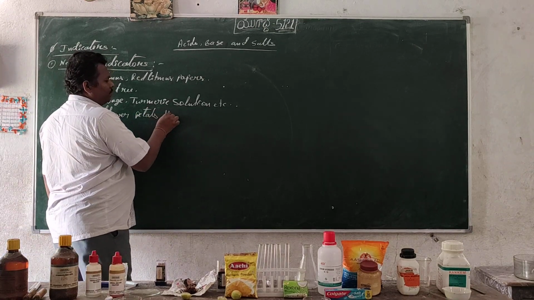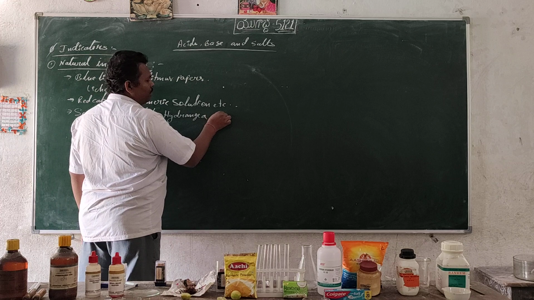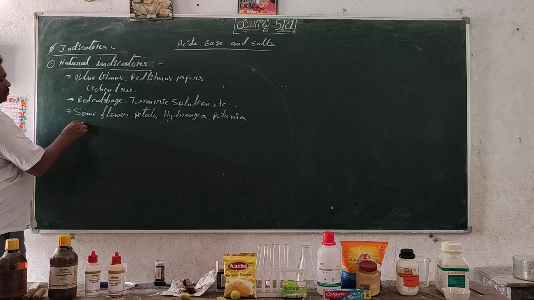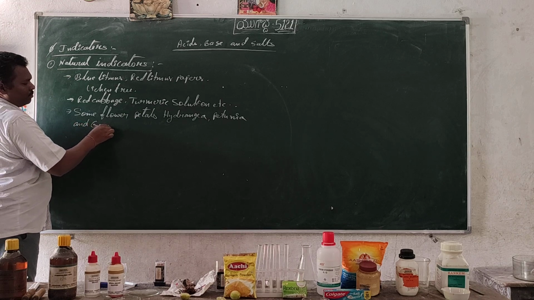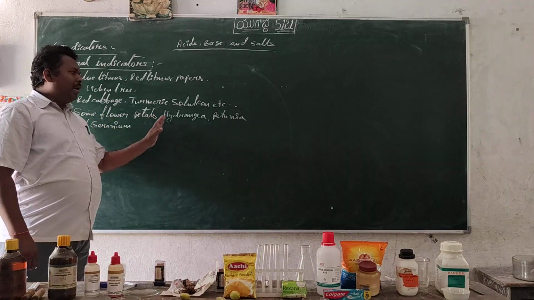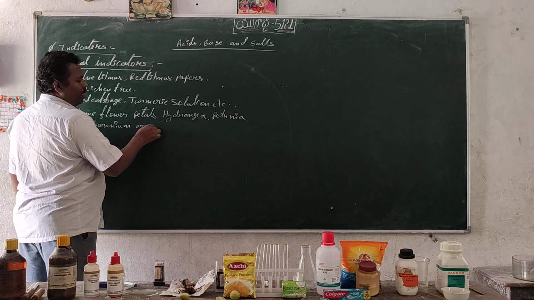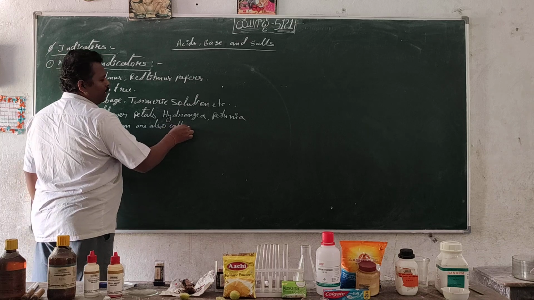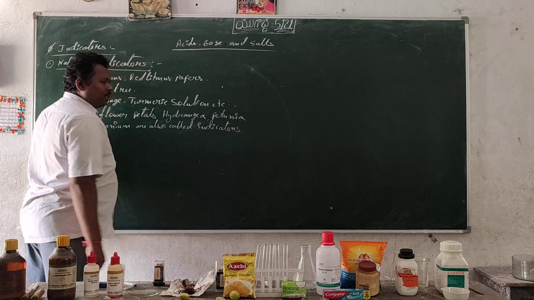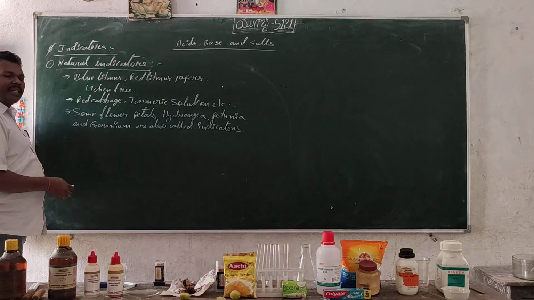Hydrangea, petunia, and geranium flower petals are also called indicators. Another type of natural indicators is olfactory indicators.